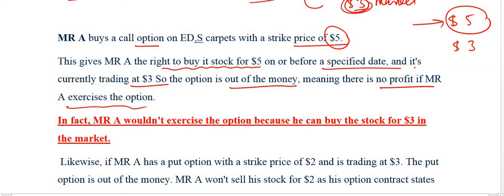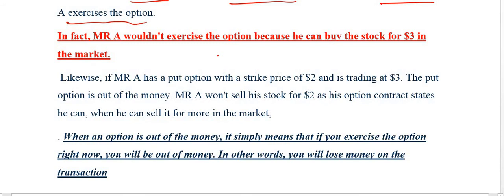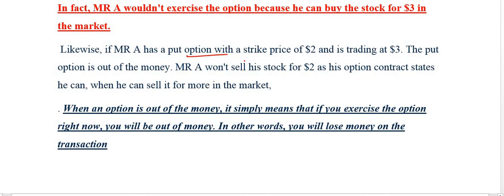In the same case, if Mr. A has a put option, meaning he has to sell some security, and the strike price is $2, meaning the exercise price is $2, and the same security is trading at $3. So definitely if you sell the thing at $2 and it's trading in the market at $3, you lose $1. It's not an attractive option for you to exercise. Mr. A will not sell this stock for $2, as he can sell it for more in the market. So the market is a good price.